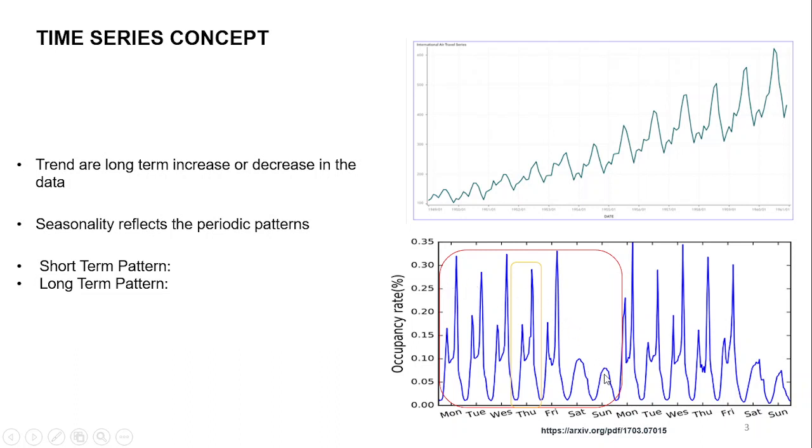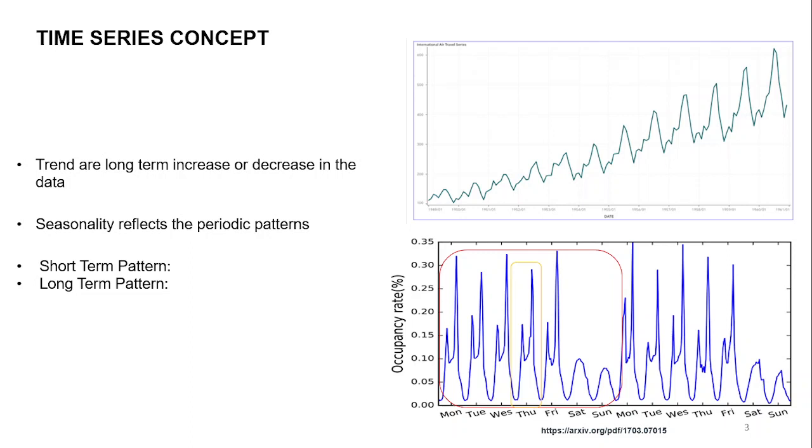As we can see, on Monday in the morning, this is the peak, while in the evening, this is the peak. Then we can see the peaks during the week, and we can see the peaks at the weekend. This is a cyclic or seasonality pattern, or both short-term and long-term patterns.